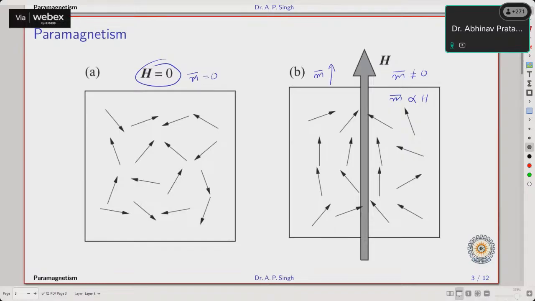So if I look at the susceptibility, for a paramagnetic material it is some positive number. And if you remember from the last class, this positive number, the magnetic susceptibility for paramagnetic materials, is of the order of 10 to the power minus 3 to 10 to the power minus 5.